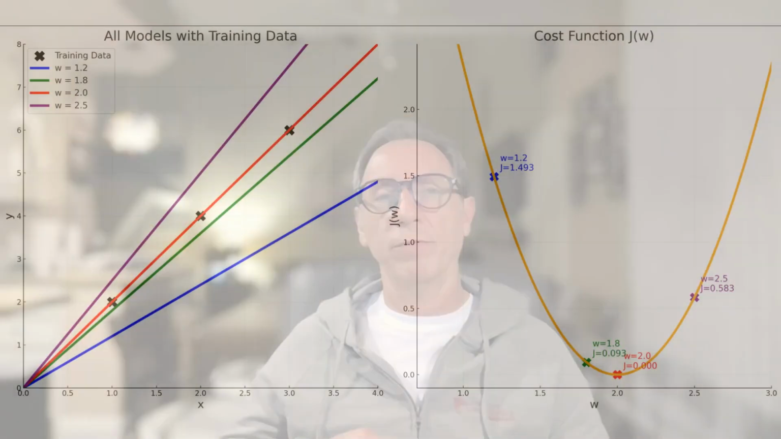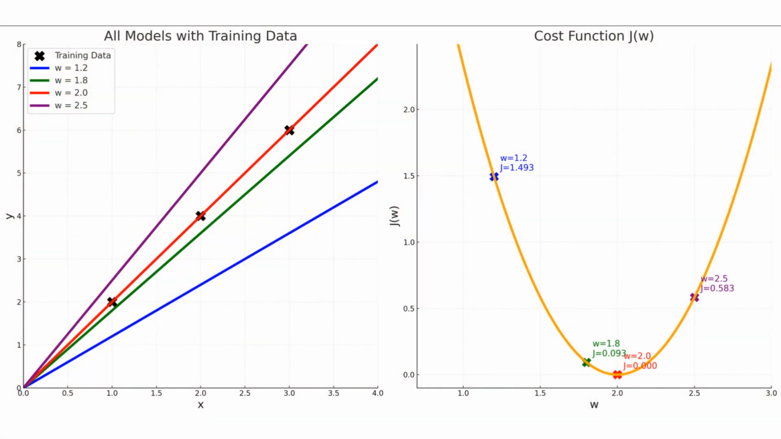Now, let's see how the cost curve looks like. Let us plot all 4 cost values on a separate graph. This creates a U-shaped curve with a minimum at w equals 2.0.